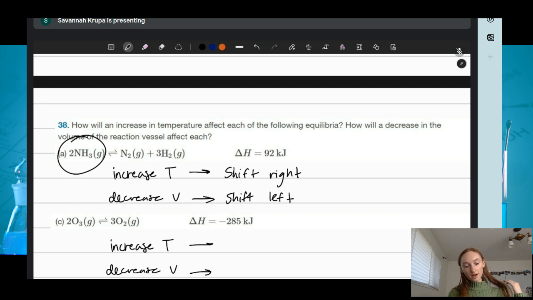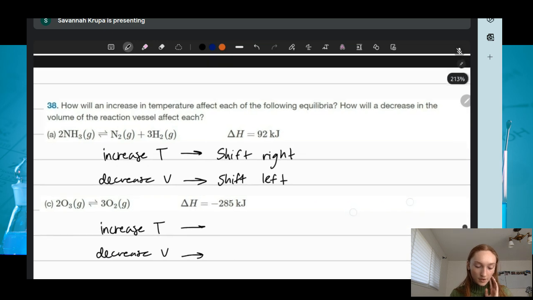Sorry about that. We will actually be shifting to the left, because now we're decreasing the volume, we have enough energy, but we want to make more of the product now, or not the product, the reactant, which is going to be this. And so then we will be shifting left because of that. Okay, so now let's move on to the next reaction here.